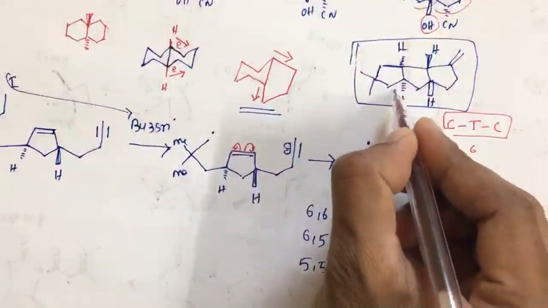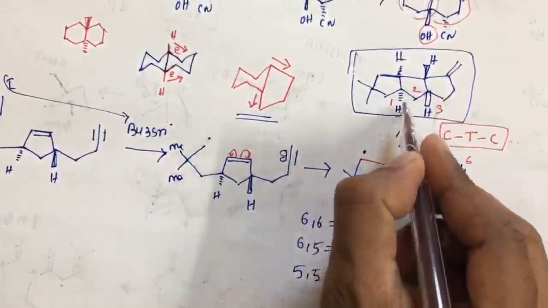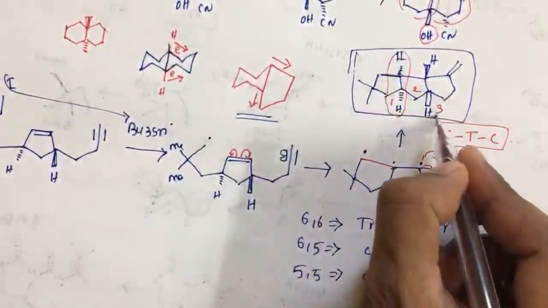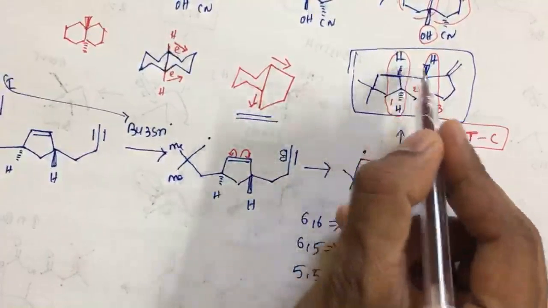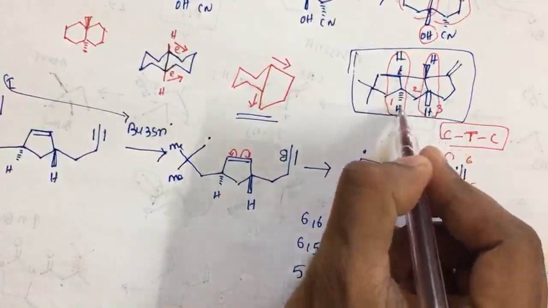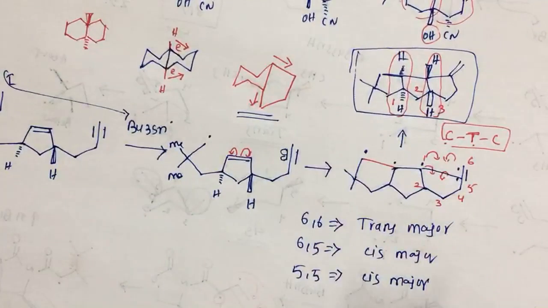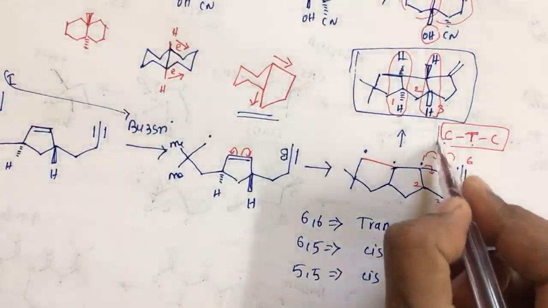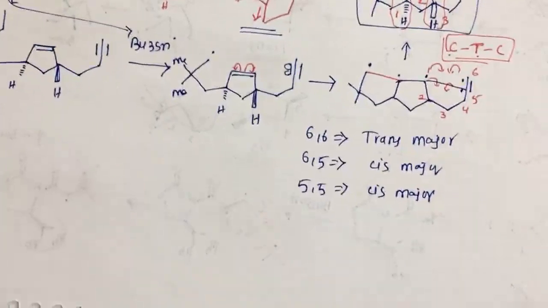So this is 1 2 3. So one position this is cis, third position also this is cis, and second is trans. That means this hydrogen is trans to this hydrogen. That's why cis trans cis. So when we have three 5-member rings fused together, in that case we will get cis trans cis stereochemistry.